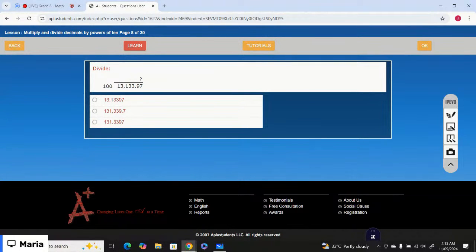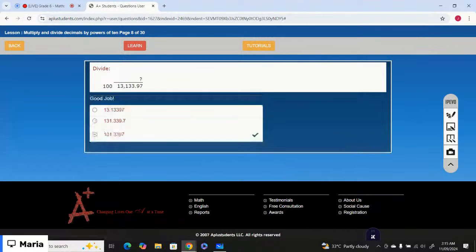The correct option is option number 3, right? Because you're dividing by 100, you just need to move the decimal point two places left. That would be 131.397. Option number 3 is the correct option, right?